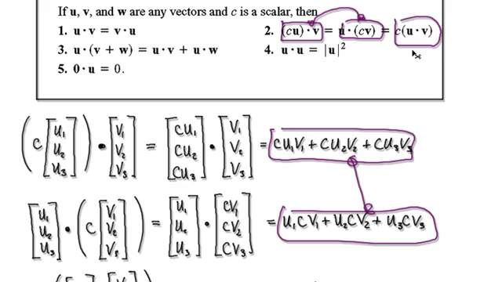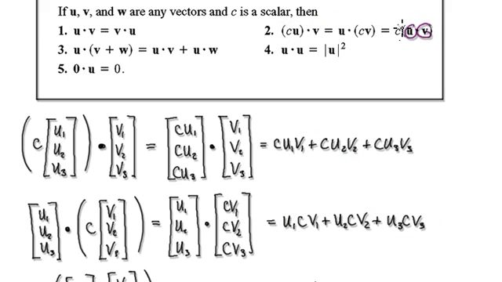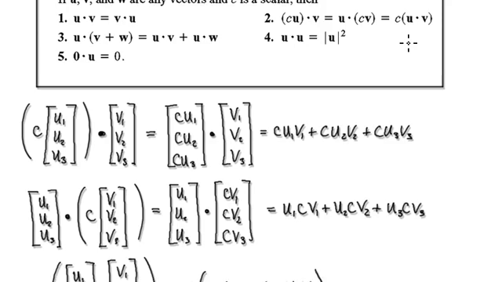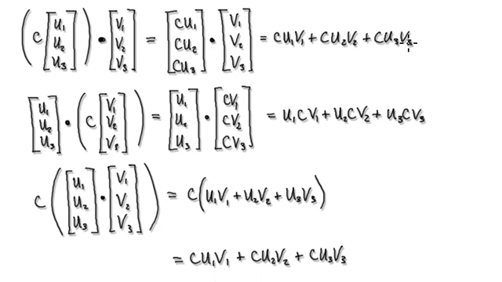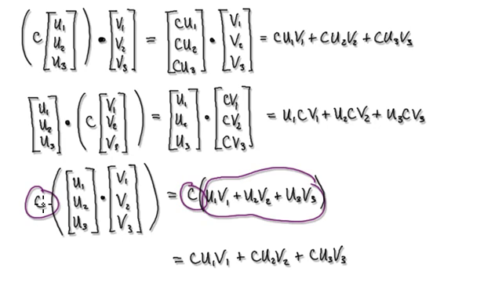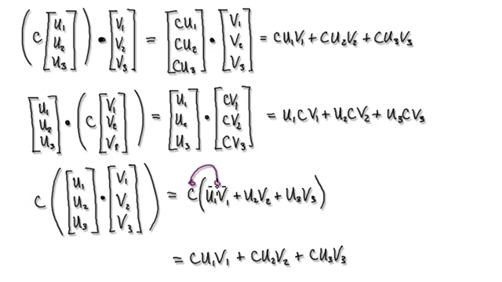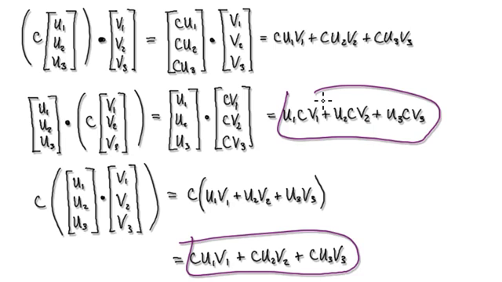Now let's look at this. Dot the two vectors together first, and then times the scalar. Dotting the two together would be this times this, this times this, this times this, and then you multiply the whole thing by this scalar. That will give you this, which is exactly the same as this.